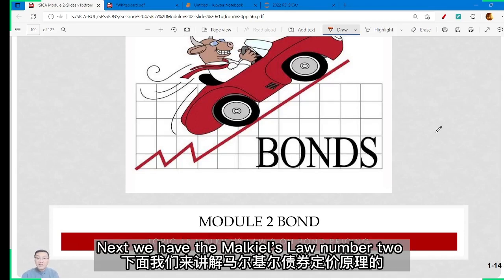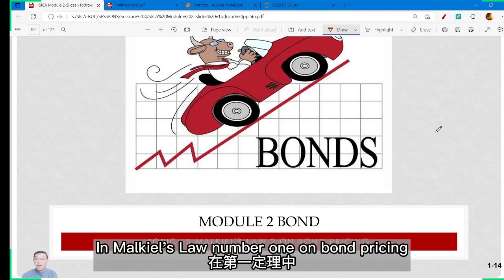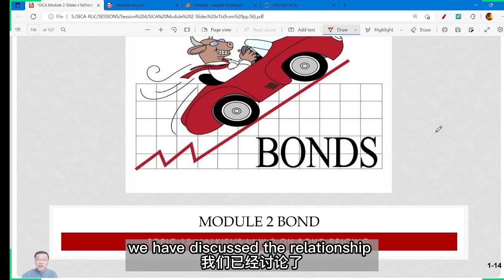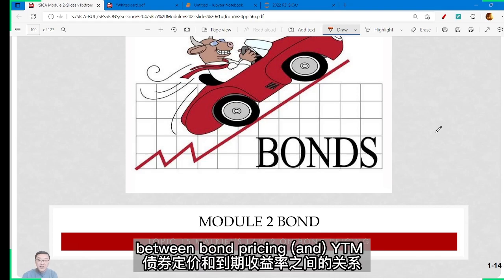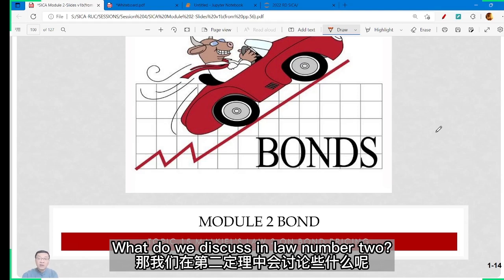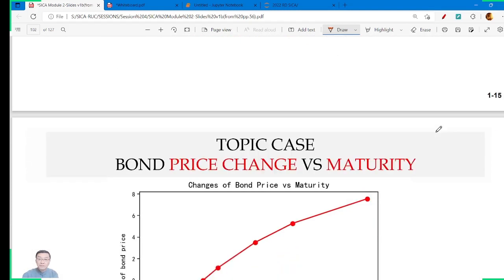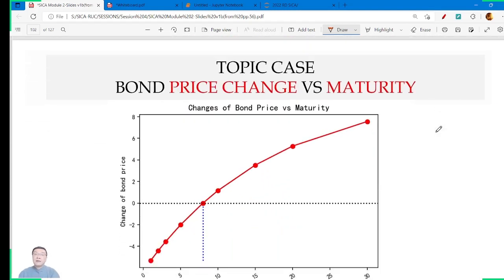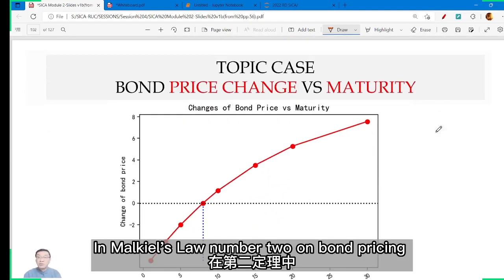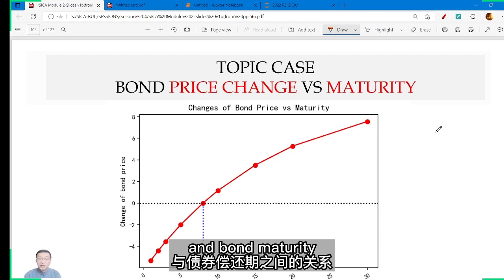Next, we have Moki's law number 2 on bond pricing. In Moki's law number 1 on bond pricing, we discussed the relationship between bond price and YTM. What do we discuss in law number 2? In law number 2, we will discuss the changes of bond price and bond maturity.